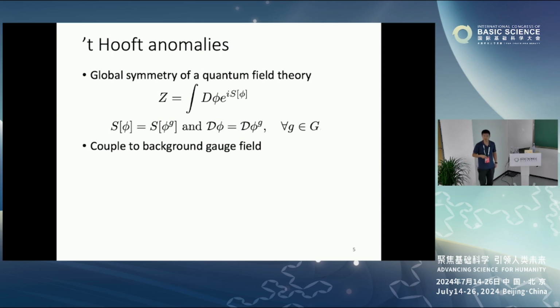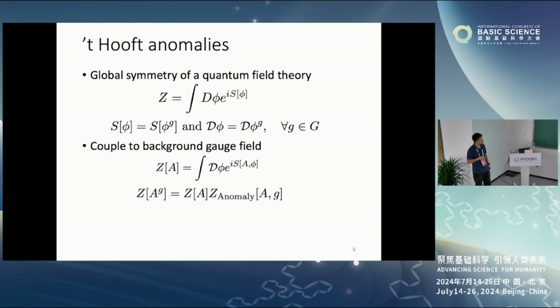Now what we want to do is couple this global symmetry G to a background gauge field. So we want to promote this global symmetry G to a local gauge symmetry. We add a gauge field, which I call A. Now the integration is over phi, with some action that may be the minimal coupling of the gauge field A and the scalar field phi. The problem now is that this partition function Z, which is a function of A, may not be gauge invariant under the gauge transformation of A. The difference between Z[A^g] and Z[A] is this factor, which I call Z anomaly. That's the anomaly term, and it may depend on both A and the gauge transformation parameter g. So that's the problem.